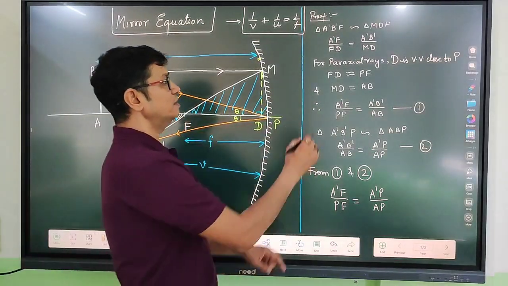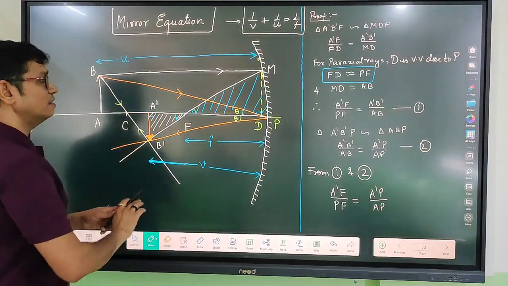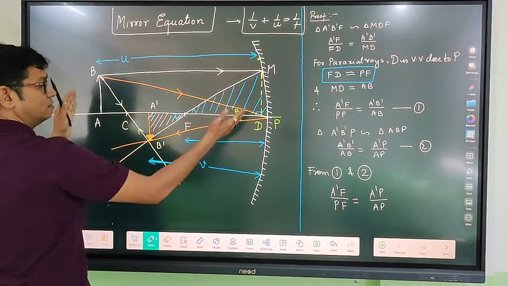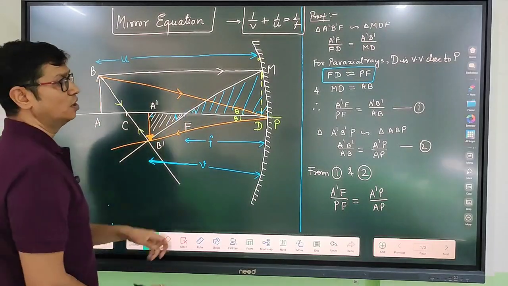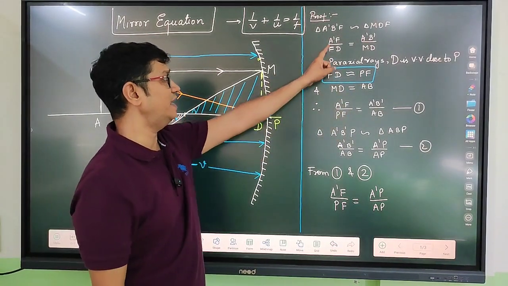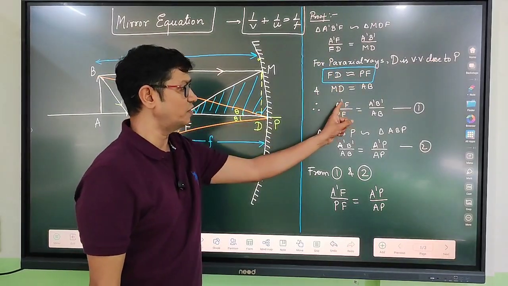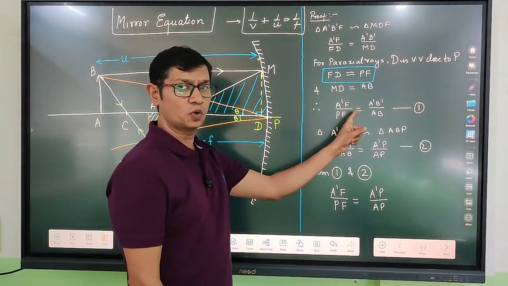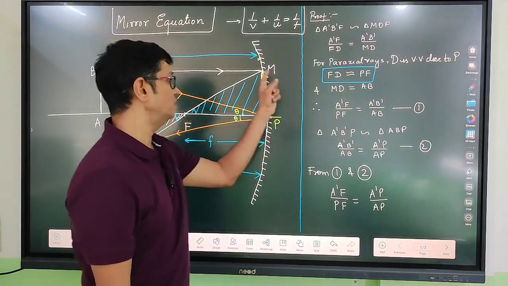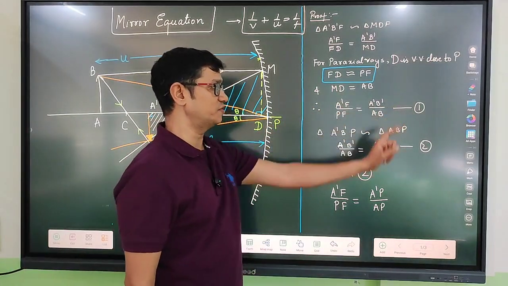That's written here. FD is equal to PF, and we know MD will be equal to AB because it's a rectangle, so opposite sides are equal. If we do these two transformations, this equation becomes A dash F upon FD. Instead of FD we write PF, so A dash F upon PF is equal to A dash B dash upon, instead of MD we write AB. So this equation takes this form.